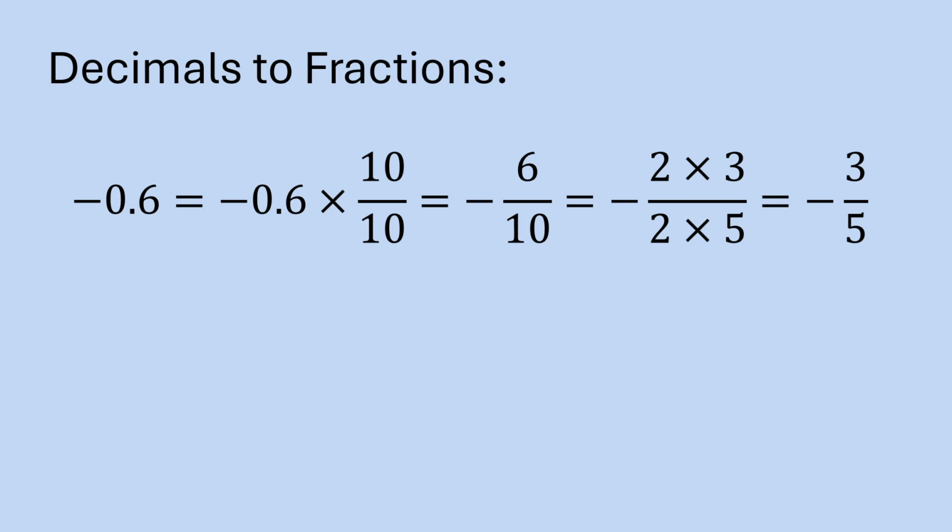Next example, negative 0.6. We can multiply this value by 10 divided by 10. So 0.6 multiplied by 10 is equal to 6, and the denominator will be 10. Here 2 multiplied by 3 and 2 multiplied by 5. So we can cancel common factors. So the final value will be 3 divided by 5. Here we can see the example is negative, so the whole value will be negative. So the final result is also negative.